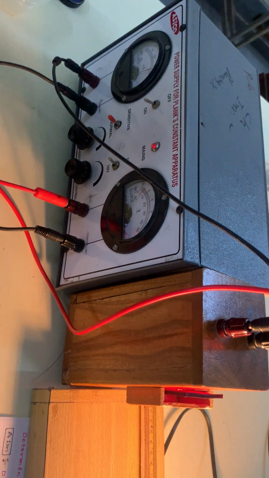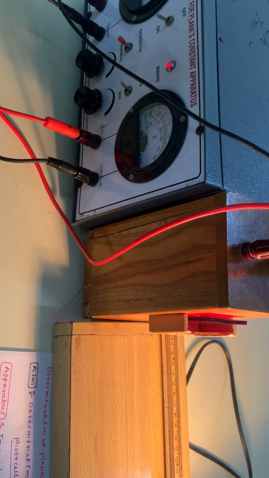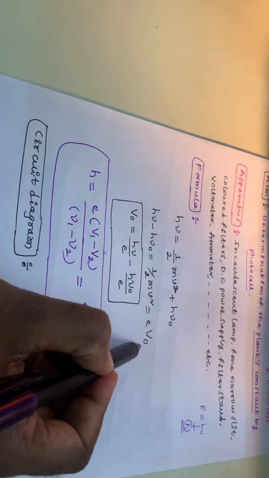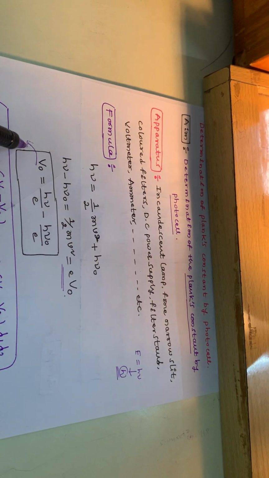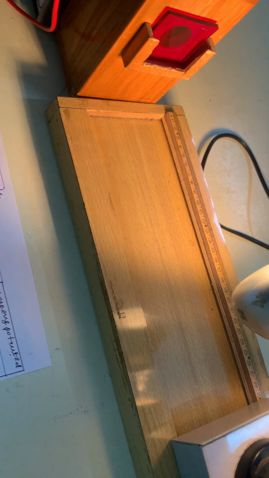So here the principle is h nu is equal to 1/2 m v square plus h nu naught. So h nu minus h nu naught is equal to 1/2 m v square is equal to eV, that is the energy. This potential we call the stopping potential. What is the stopping potential? Whenever we apply the stopping potential, at that time the current is going to become zero. So that zero current we need to find. How much potential do we have to apply? For that, we take the observations.